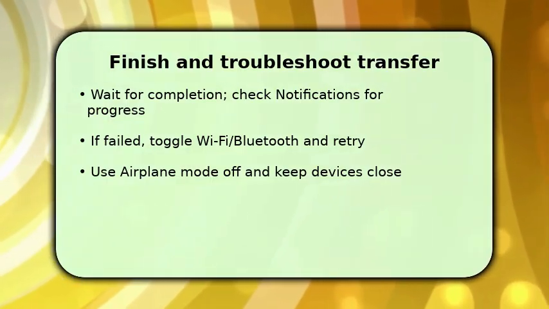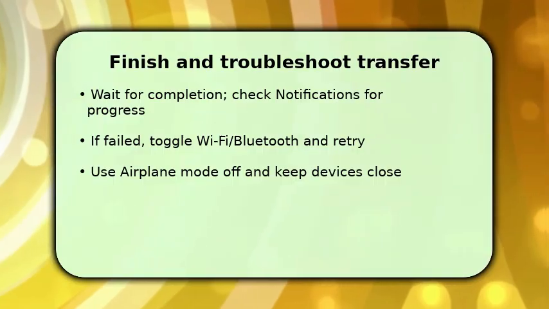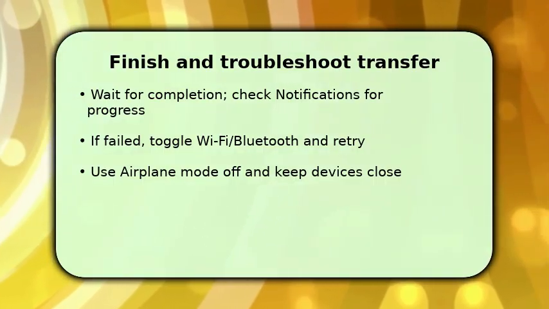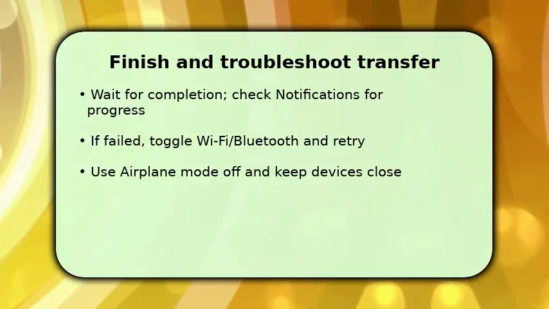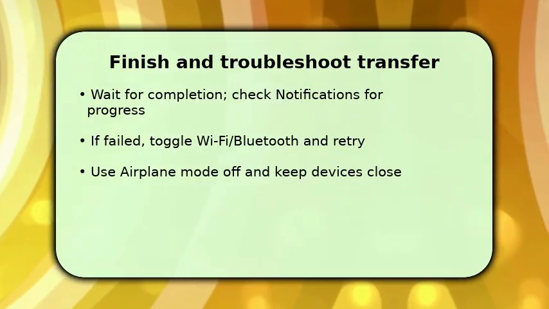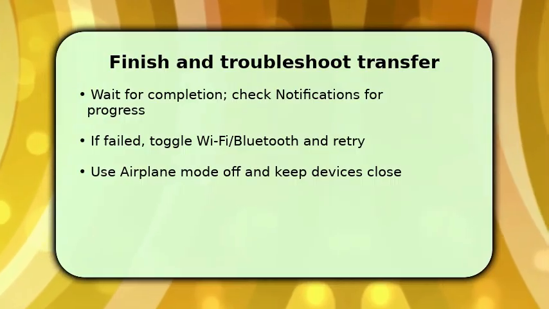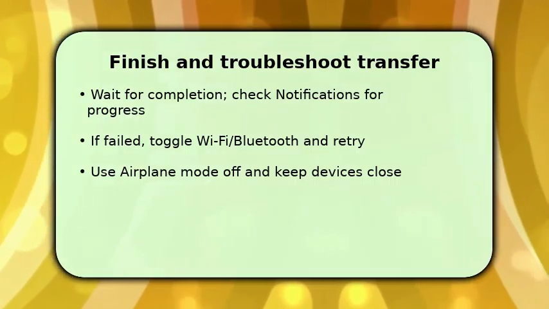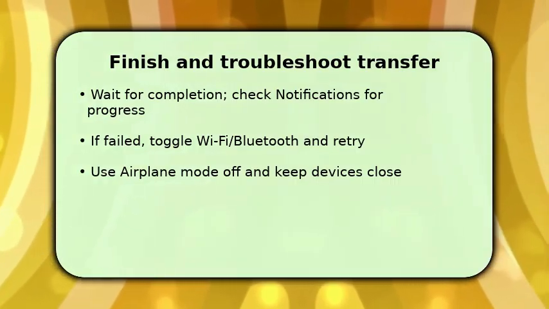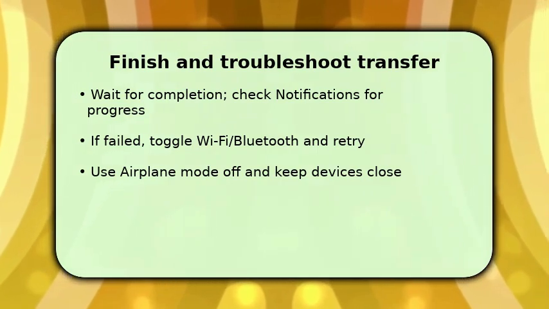If a transfer fails, first toggle Wi-Fi and Bluetooth off then on, and retry. Often reconnection fixes interruptions. If problems persist, disable battery saver or background restrictions for Quick Share, make sure airplane mode is off, and keep devices within a few meters to maintain a stable peer connection.